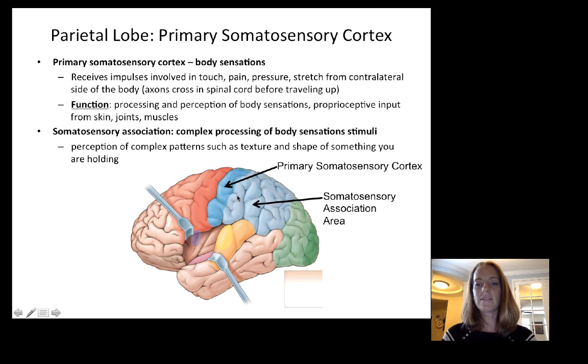Behind that area, we have the somatosensory association area, which will be more complex patterns. So the primary somatosensory cortex might be, there is a touch felt on my finger. The somatosensory association areas might be, oh, that is something soft, or that is something rough, or I feel a blanket. That might be more of the association or attributing the texture and shape of something that you're holding, for example.